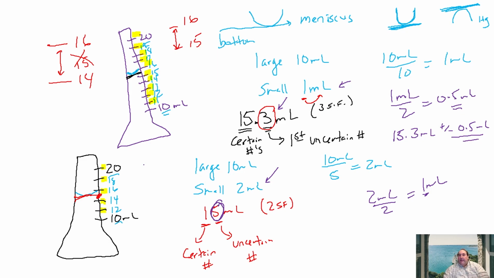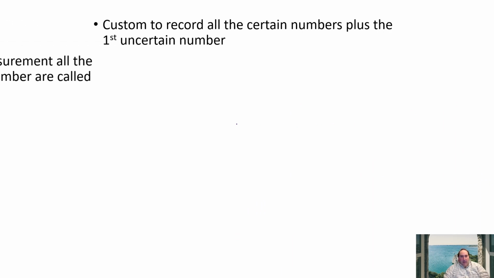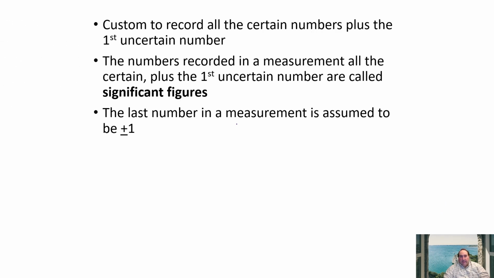All right, so hopefully that clears up how to properly take measurements. And this is really where our significant figures come from. Here are some examples of measuring our nail with the ruler, where we envision breaking that little part up to give us a last digit that we need. As I mentioned, it is customary to record all the certain numbers and that first uncertain number. And when you do so, that is essentially what significant figures are.